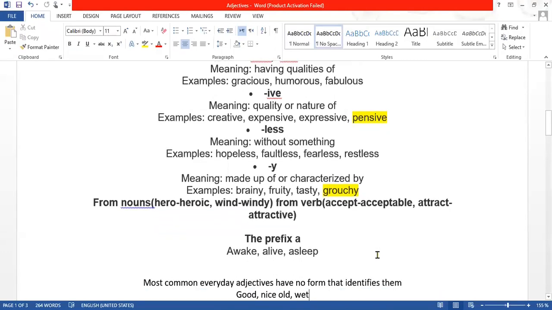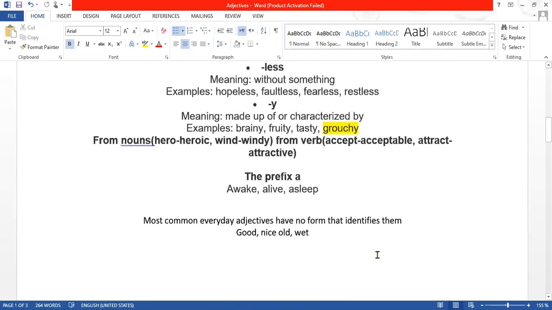Okay, so we mostly change adjectives or identify adjectives by their suffixes. But sometimes there are prefixes as well, or a prefix A, okay? When we put A in the beginning of the word, it makes it an adjective, and sometimes it can be identified by the prefix A. For example, wake is a verb and awake is an adjective.